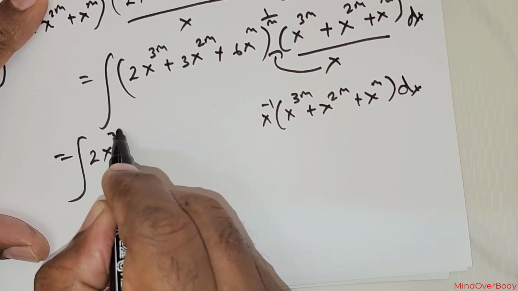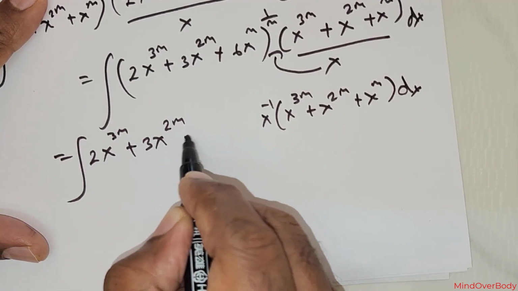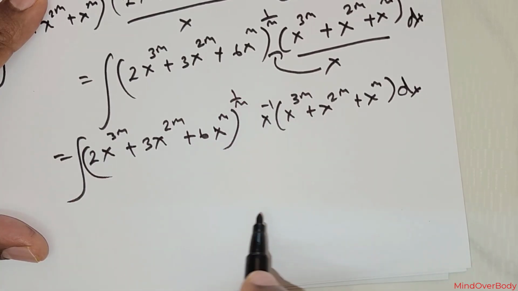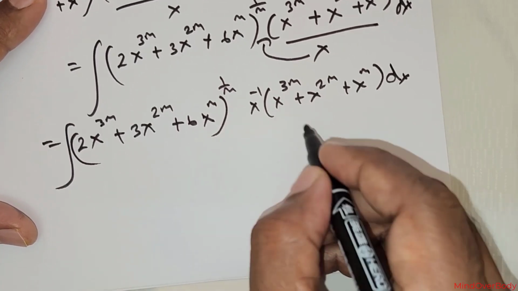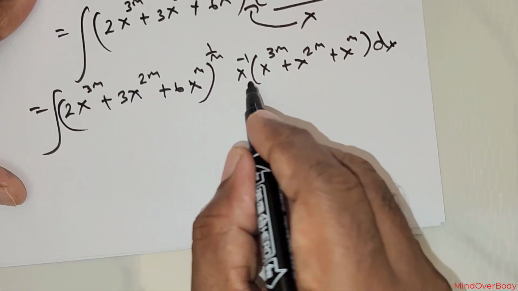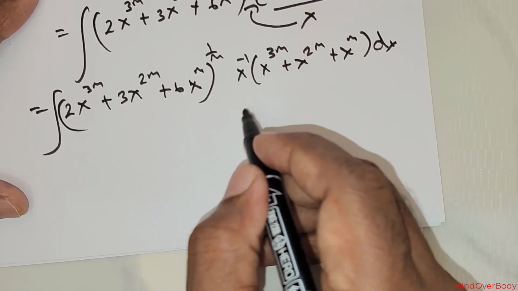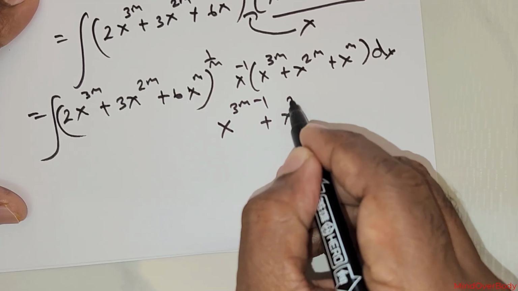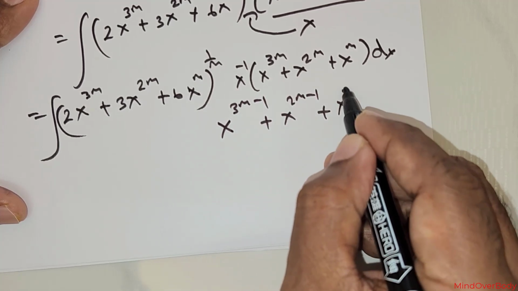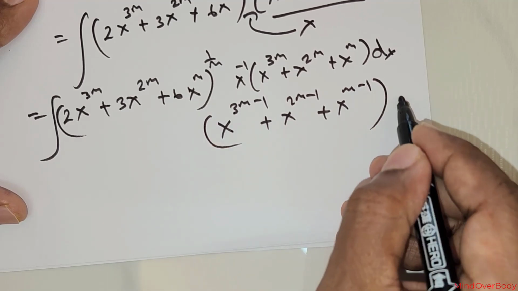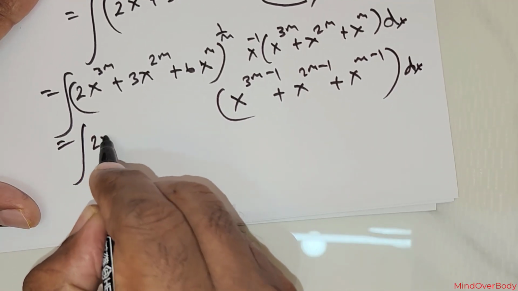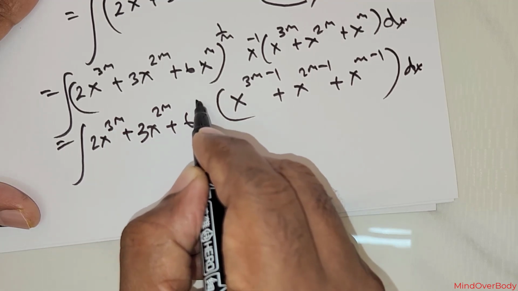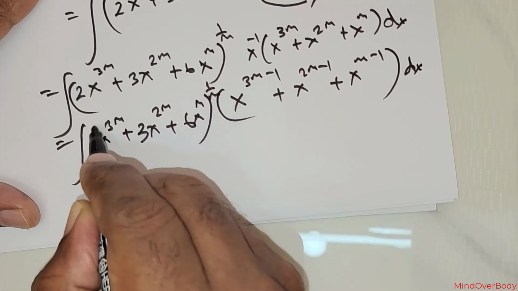This is equal to (2x^(3m) + 3x^(2m) + 6x^m)^(1/m). Now, as I mentioned, by the same property, I can move this x^(-1) inside. That would give me x^(3m-1) + x^(2m-1) + x^(m-1), multiplied with dx, and you have (2x^(3m) + 3x^(2m) + 6x^m) raised to the power of 1/m.